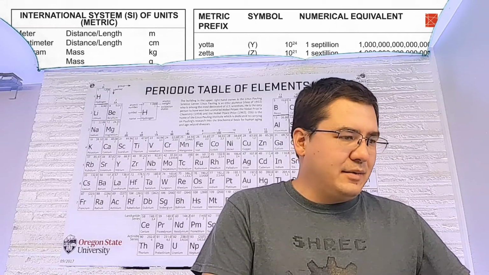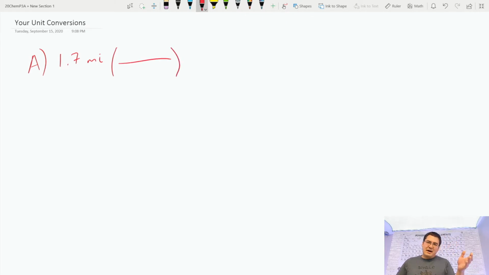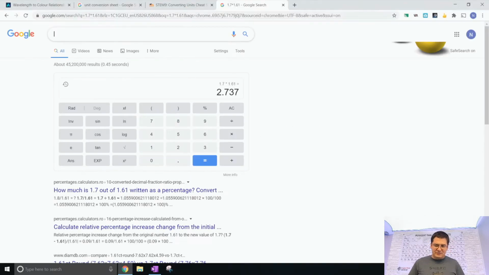So let me switch to my whiteboard. I'm just going to start going through my responses. So my house is 1.7 miles from the school. And the question asks you to convert, okay, from miles to kilometers. And so we need to determine the distance in kilometers. So to do that, I need to know the conversion factor. So this is called a conversion factor, basically a fraction. So we're going to multiply that 1.7 miles by a fraction, and I go look at my conversion factor.